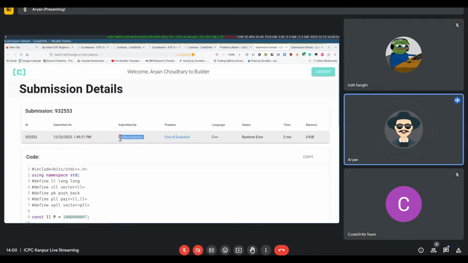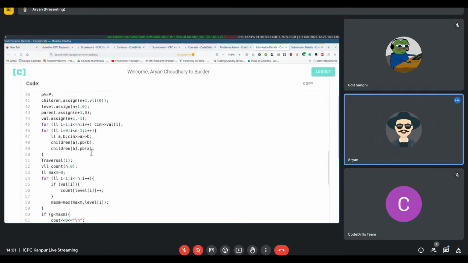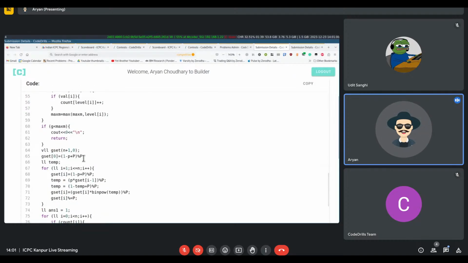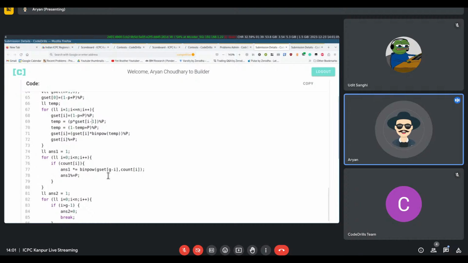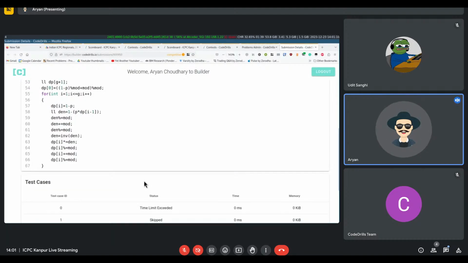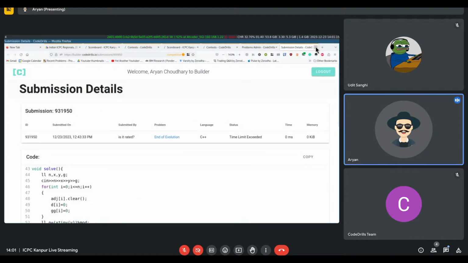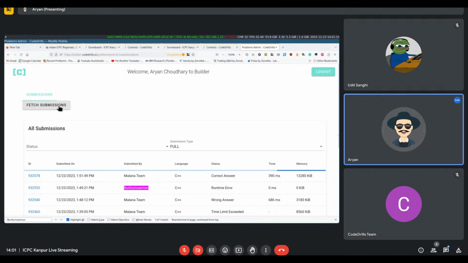So for IIT Roorkee's team, the runtime error they got is because G goes up to 10^9 and they are calculating it up till N only. So IIT Roorkee's Is It Rated team is close on it and they might get an AC on it.